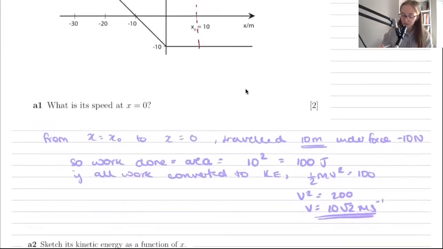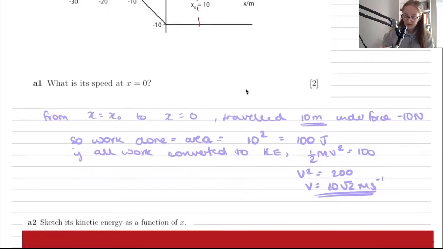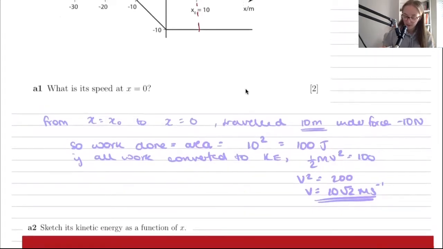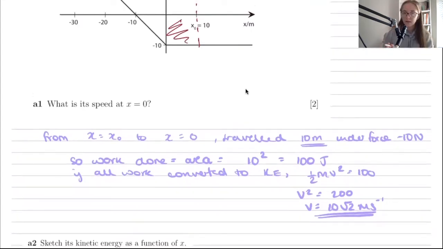So thinking about that, it's probably easier to imagine this question in the context of energy as opposed to any suvats or anything like that. So we can say that our work done is our force times distance, right? Or the area, if you prefer, under this graph here. So from x is 10 to x is 0, we've traveled a distance of 10 meters under a force of 10. So our energy or work done would be 100 joules.